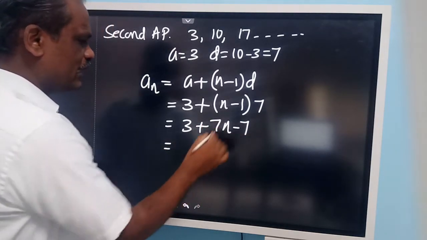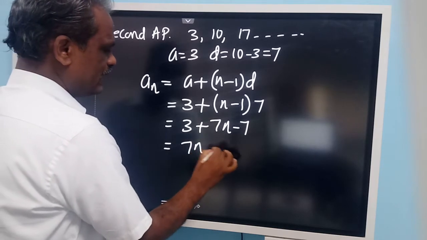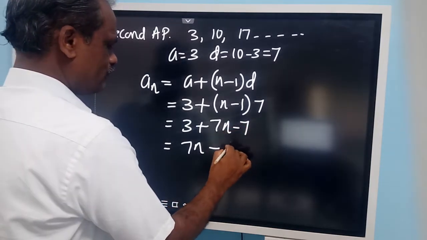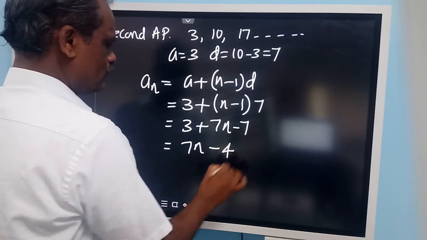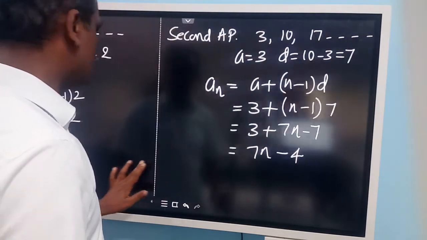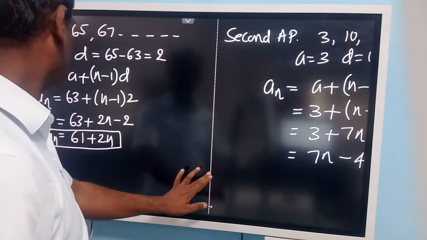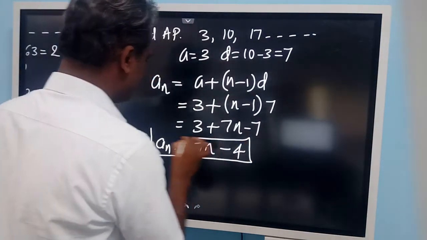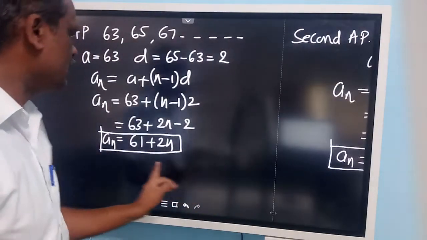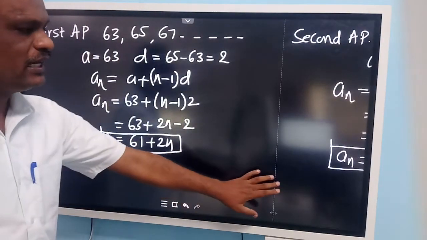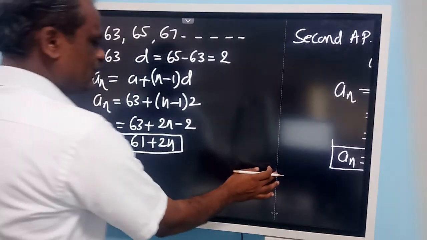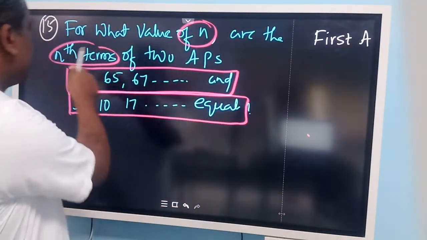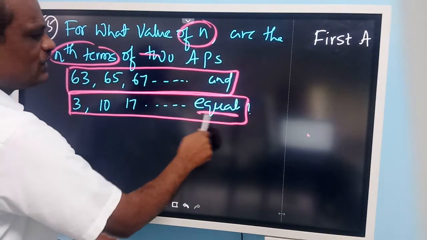So what is the answer? You are getting 7n, plus 3 minus 7, which is minus 4. So you got the nth term of the second AP as 7n minus 4. In the first case you got 61 plus 2n. And what is the condition that they have given? The nth terms of the two APs are equal, it is given.